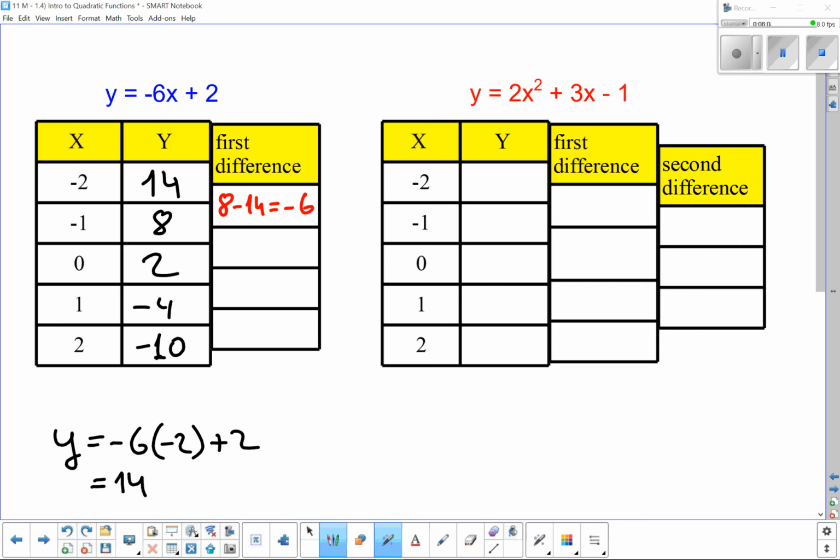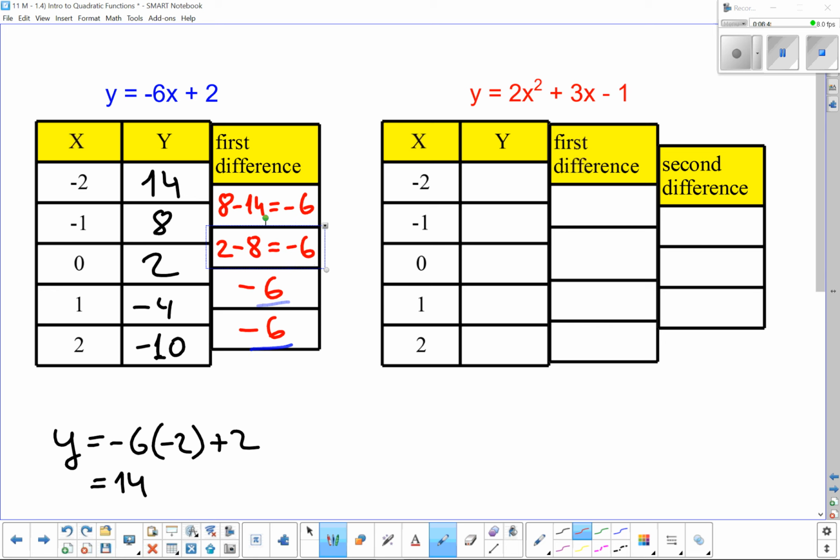What you're going to do next is you're just going to slide down that pair, and you're going to take the two numbers, and again you're going to subtract, in this case, the second number from the third number. So it's going to be 2 minus 8, which again will give you -6. If you repeat that for the other pairs of numbers, you will get that the first difference is -6 all the way through. Because that first difference is constant, we know that this is a linear function. You can repeat the same process with the quadratic.